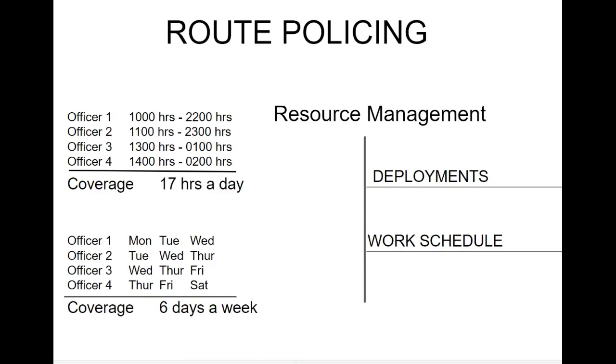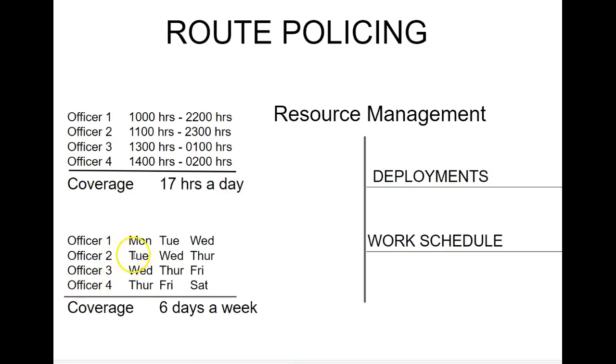Resource management is properly deploying and monitoring the officers. For example, the most efficient deployment for a crime problem area with several crimes is a 4-officer team using a 312 work shift. Here we have a 4-officer team that starts at 1000 hours and ends at 0200 hours that covers 17 hours a day.